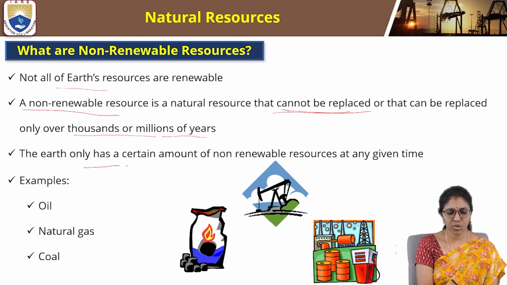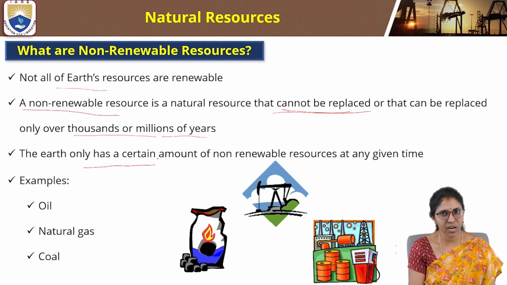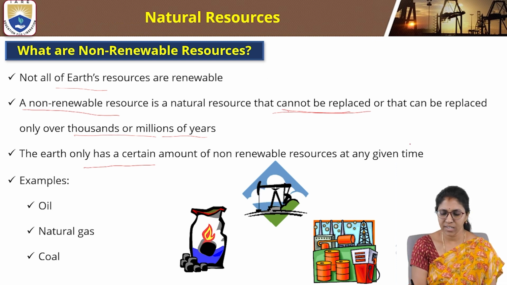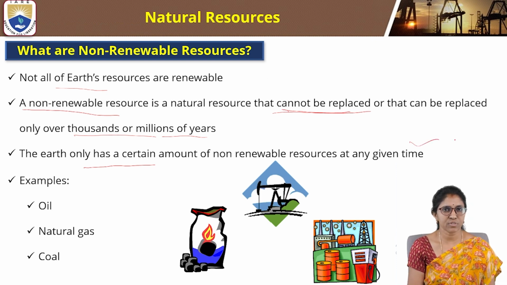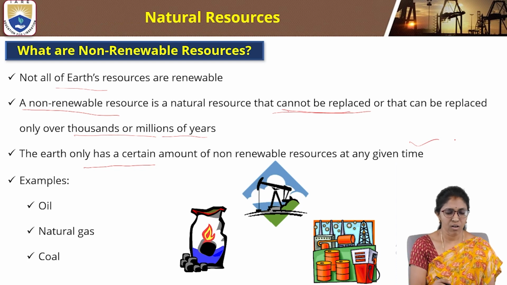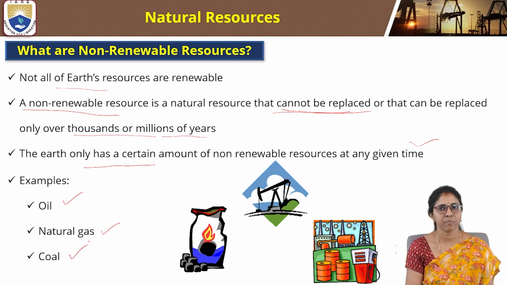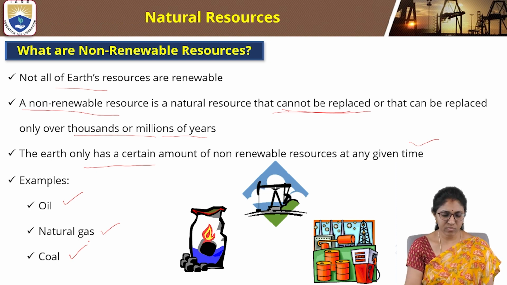The earth only has a certain amount of non-renewable resources at any given time. Examples of these non-renewable resources are oil, petroleum, natural gas and coal, etc. These all come under non-renewable resources. These can be replaced only over thousands or millions of years, so they cannot be replaced in a short time.